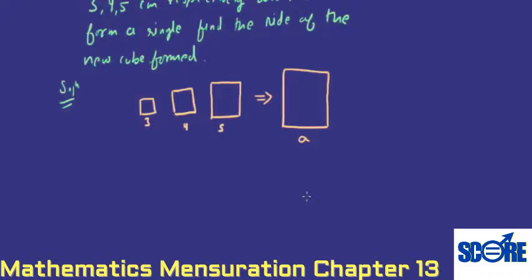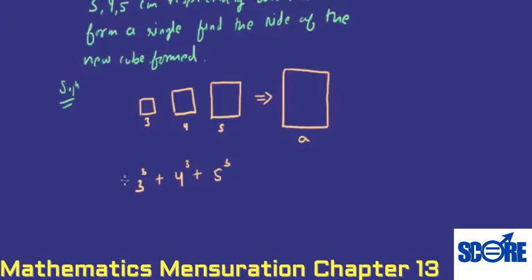Now, when we melt, or when we are converting one thing into another by melting, the volumes remain the same. So the volume of all these three cubes should be equal to the volume of this cube. And the formula for the volume of a cube is side cube. So 3 cube is the volume of this cube, 4 cube is the volume of this cube, 5 cube. So we have to add these volumes.